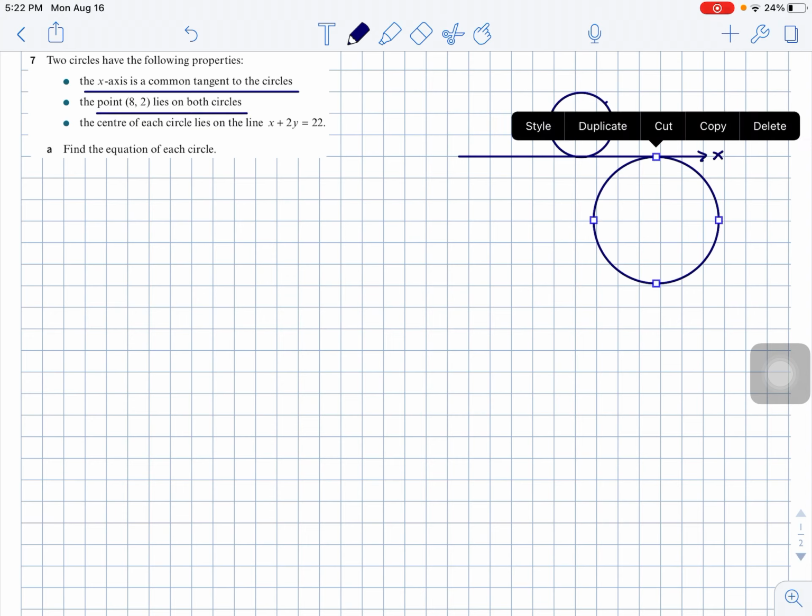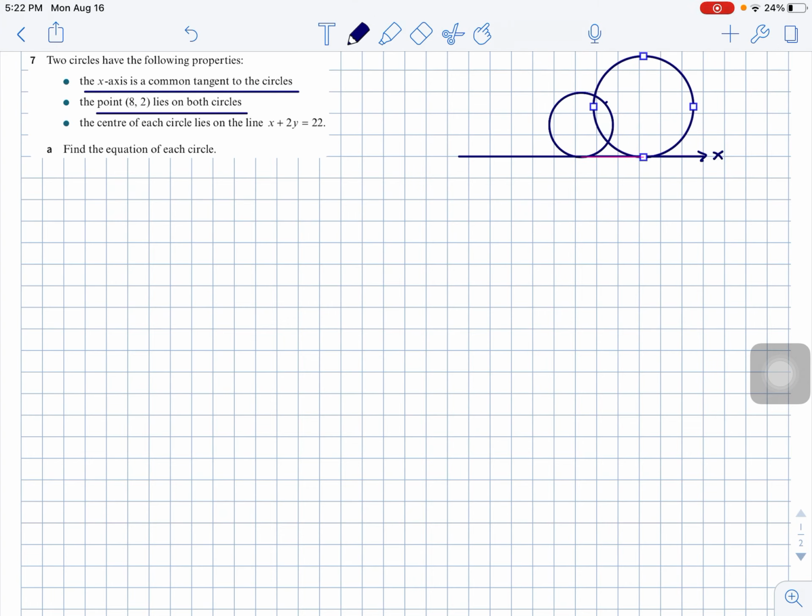So definitely I cannot draw this down. So what I'm going to do, I'm going to drag and put this up now. Okay, for now I can say that this is the common point 8 comma 2. Let's read the next one.